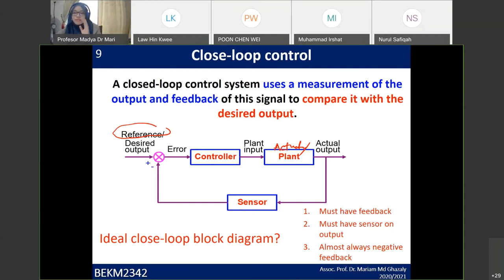So, for example, you want to set the rotation at 90 degrees, but maybe the actual output is 85 degrees. When you compare this output with the reference, there is an error of 5 degrees. Therefore, this controller will work to compensate for the error and try to reduce it, so that it goes from 85 degrees to 90 degrees. This one shows the ideal closed loop block diagram.